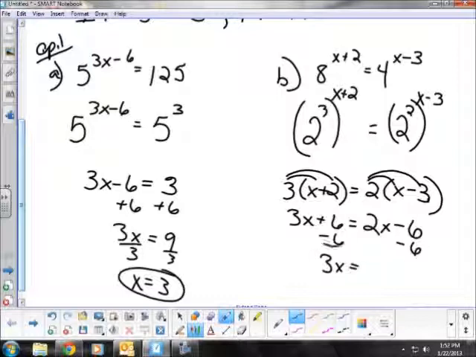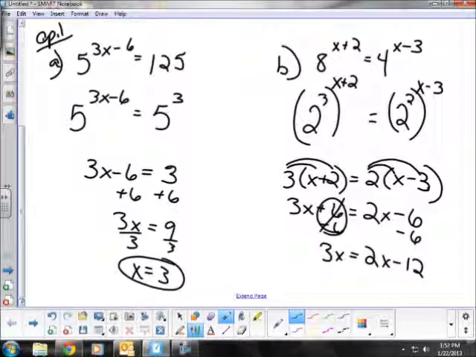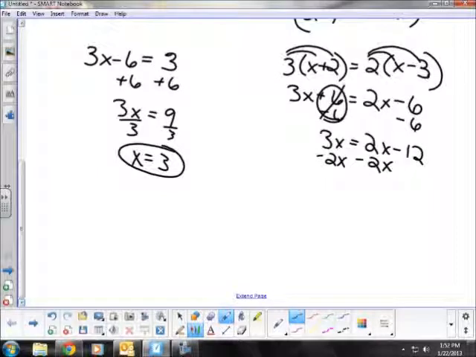So 3x, this is a 0 pair, it's gone. 2x minus 12. Then I've got to subtract the 2x from both sides. Here, this is a 0 pair, so it's gone. So I'm left with 1x is equal to negative 12. So x is equal to negative 12. And then you go back and plug it into the equation to see if it gives you a true statement.